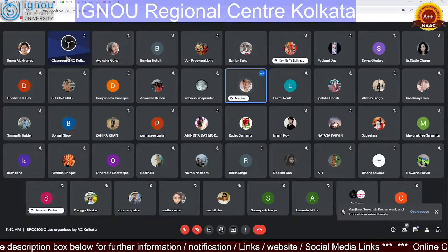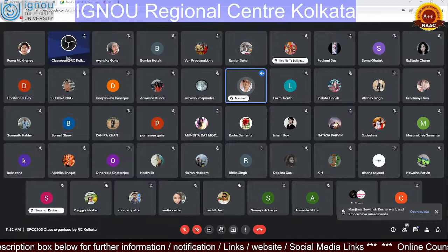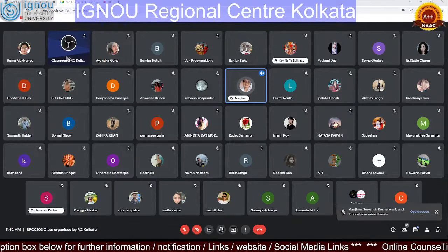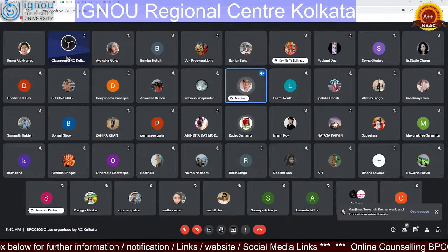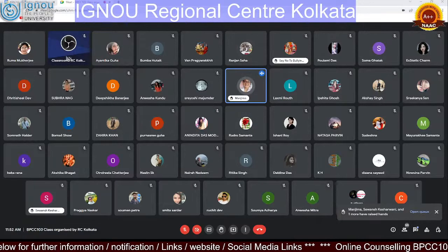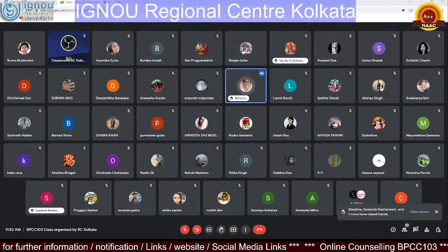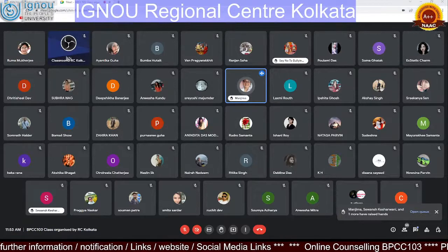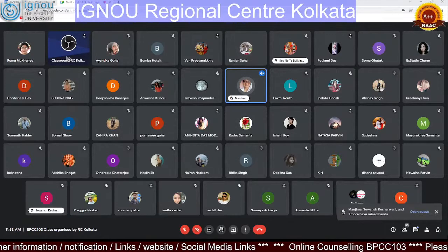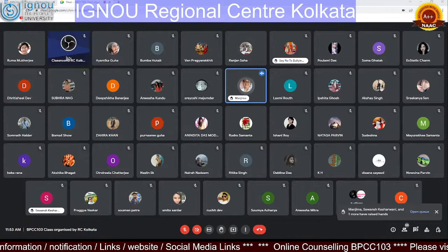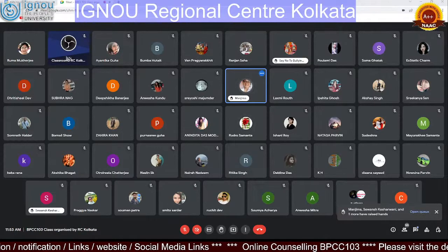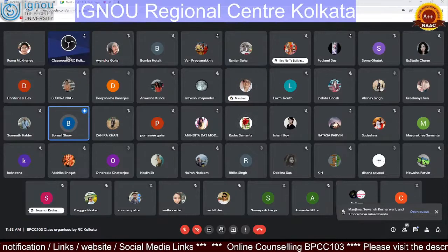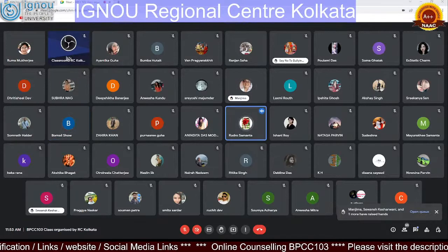So the study center is where you're supposed to submit your assignment, okay? But the classes are going online, so there's no use of attending classes offline because classes are not held offline. If it's shifted to Bagbazar, you have to submit the assignment at the study center. But this time the assignments have been taken at RC Kolkata. Yes, ma'am, they are taking them at RC Kolkata only.